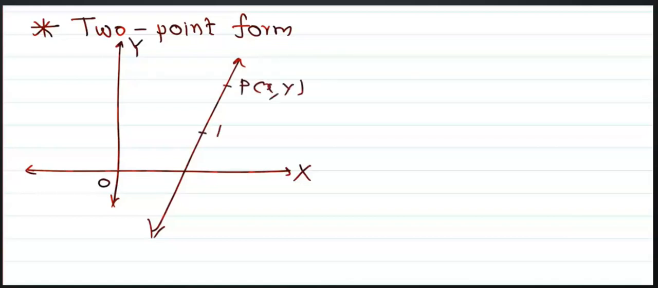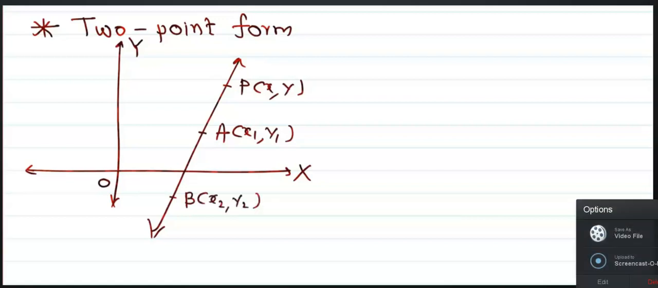Therefore, if you know any 2 points of the line, that is, on the given line there are the 2 points A and B. The coordinate of A is x1, y1 and the coordinate of B is x2, y2. P is any point. Now you know these 2 points, you can find out the equation of the line.